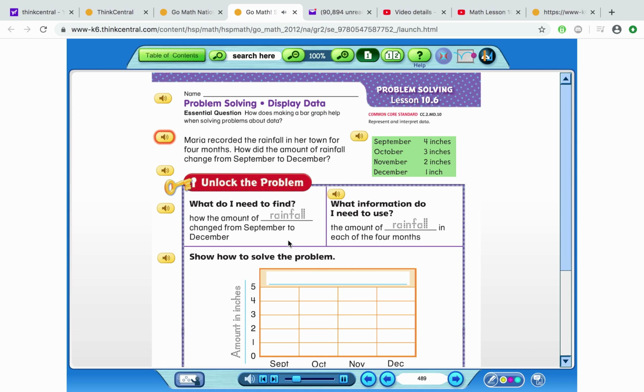Maria recorded the rainfall in her town for 4 months. How did the amount of rainfall change from September to December?